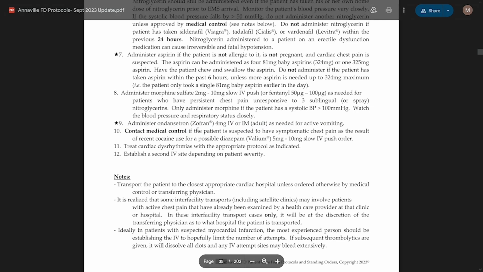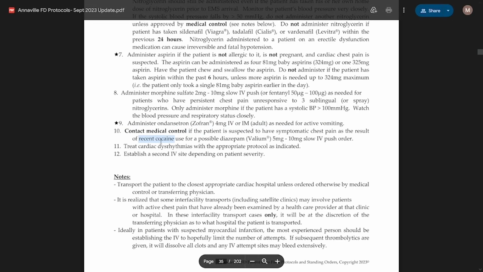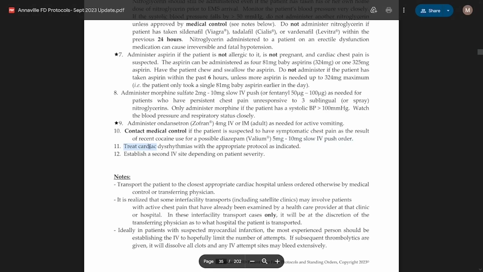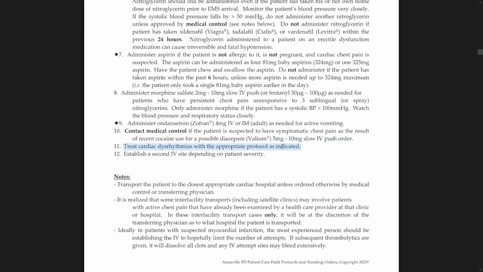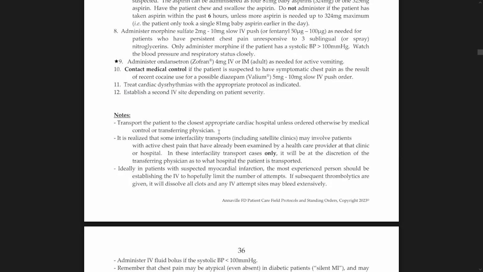Contact medical control if the patient is suspected to have symptomatic chest pain as a result of recent cocaine use for a possible diazepam or Valium 5 milligram to 10 milligrams slow IV push order. Treat the cardiac dysrhythmias with the appropriate protocol as indicated. Establish a second IV site depending on the patient's severity.